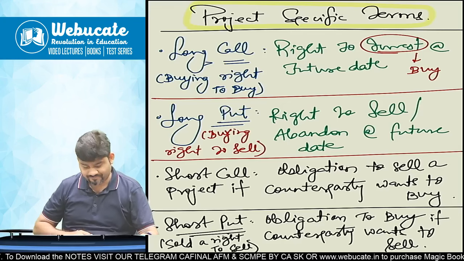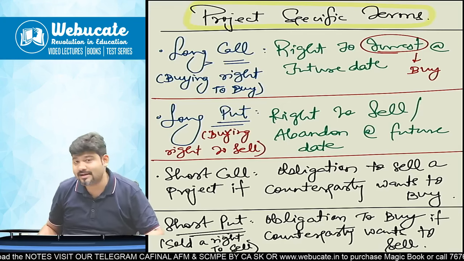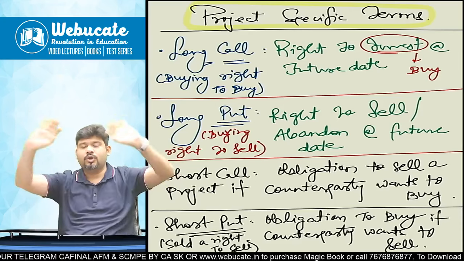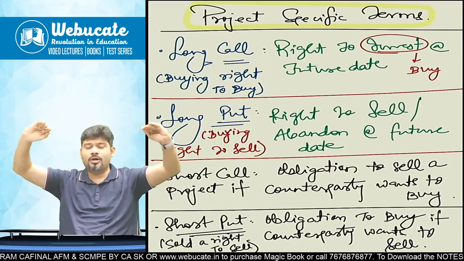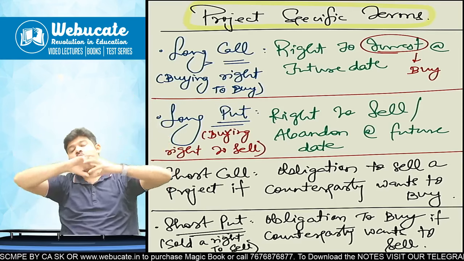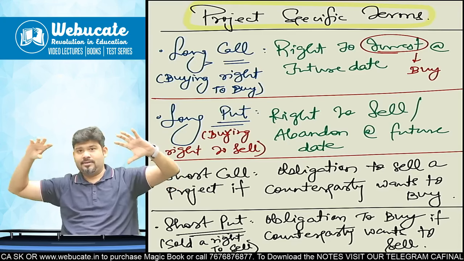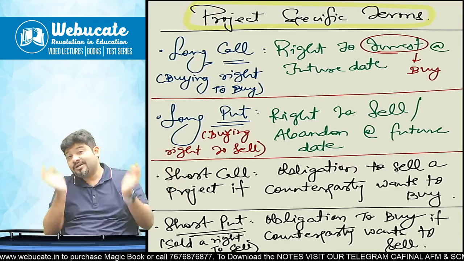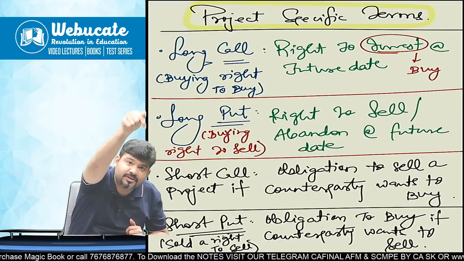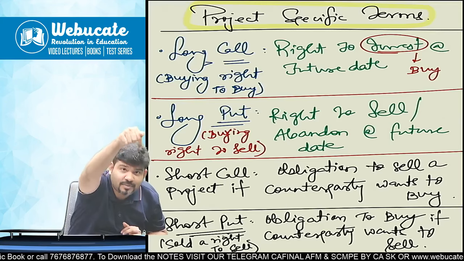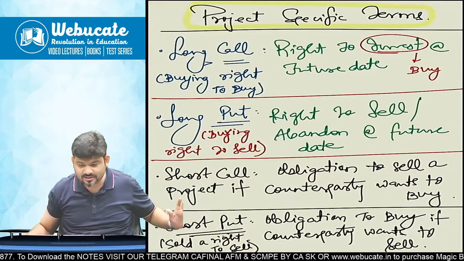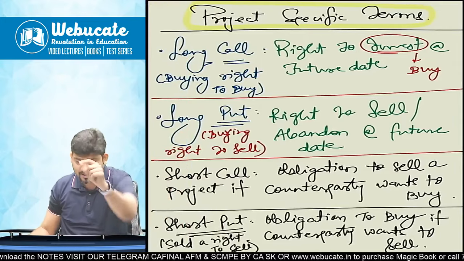Now, as far as your exams are concerned, this is just a simple thing. Long, short, call, put. Long call: long means buying, call means right to buy. Buying a right to buy. Long put: buying a right to sell. I have bought that right. Short call: selling a right to buy. The other person has a right to buy. I am under an obligation to sell. Are you understanding? That's how it works. Got it? Please confirm. Yes?